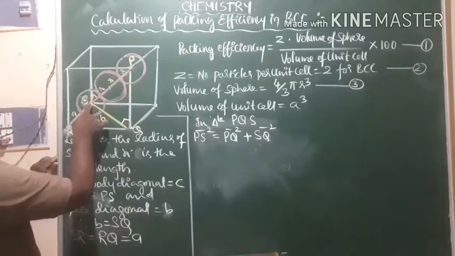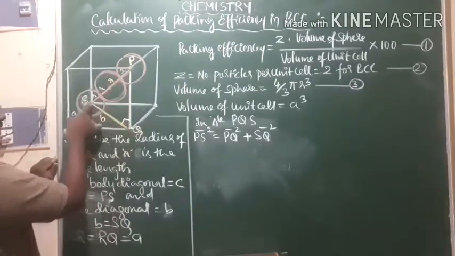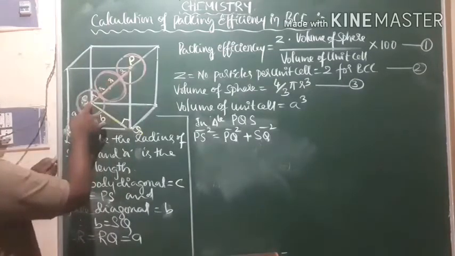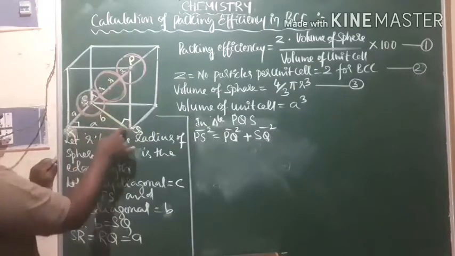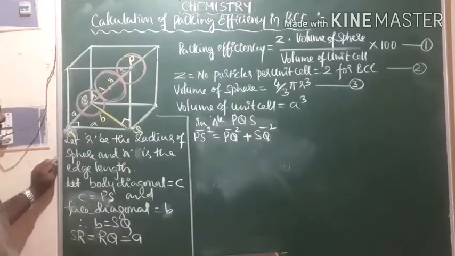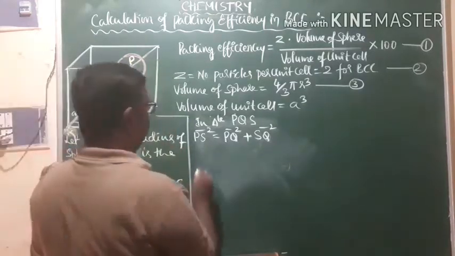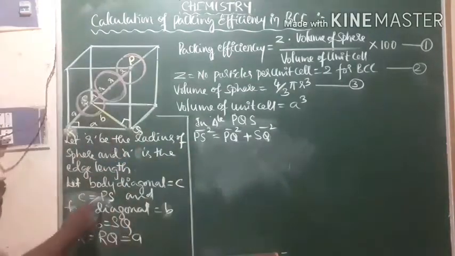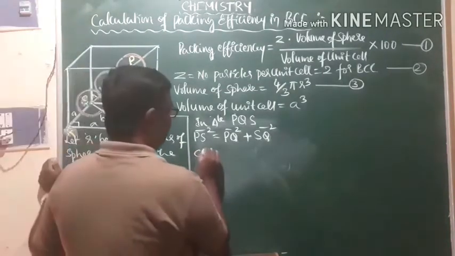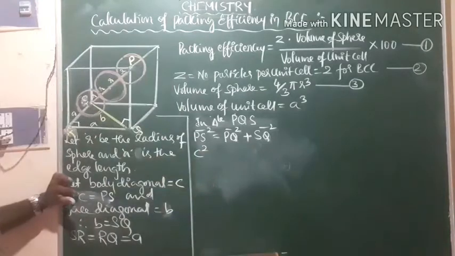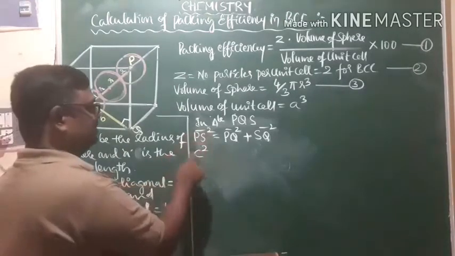PS square is equal to PQ square plus QS square. This is the hypotenuse, this is the edge length, these are the two sides of the triangle. Right angle triangle. PS is what? That is PS is equal to C. Therefore PS square is equal to C square.